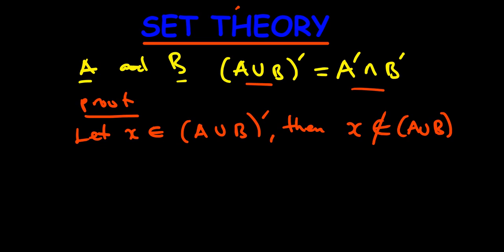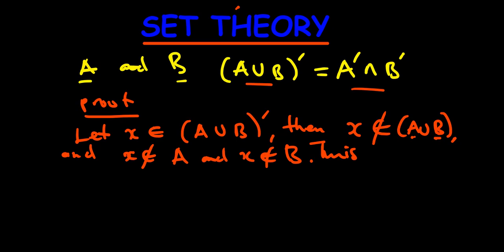Then in turn, it means that X is not a member of A, and X is also not a member of B. Since it's not in A union B, and we know that A union B comprises all elements that are in A together with those in B, if it's not in this, meaning it's in none of them, it's not in A, and it's also not in B, as we have written there.